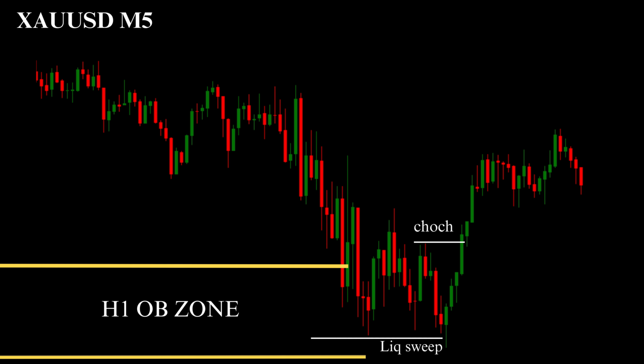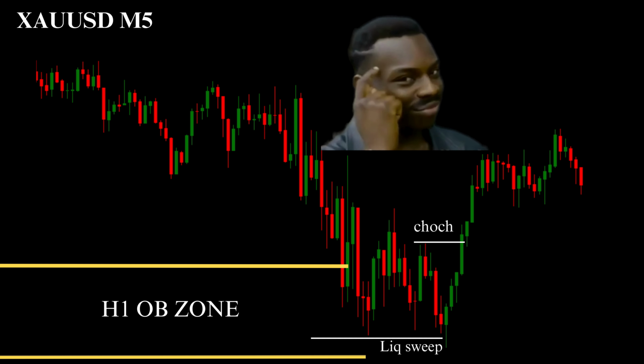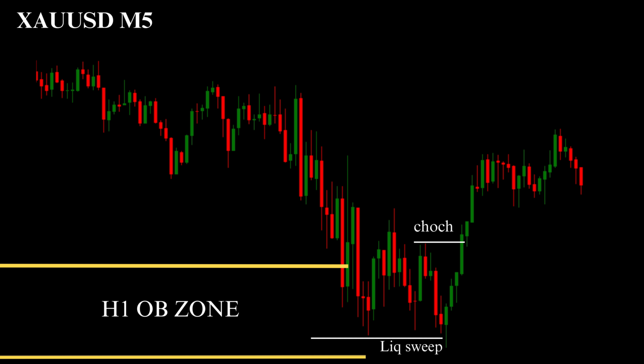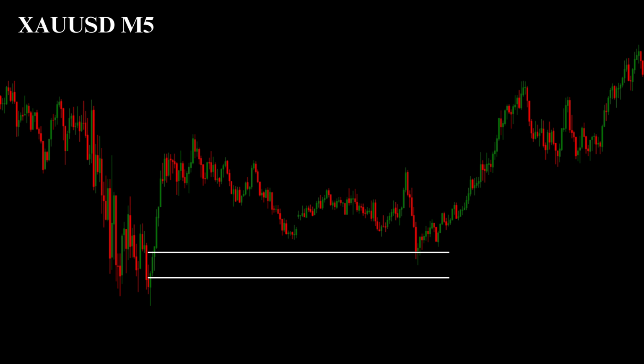Because liquidity has been swept before change of character, put your orders at 50% Fibonacci level or beyond. When you see single candle order block around that zone, like this one, as you can see here, orders were filled after some time at this order block zone.